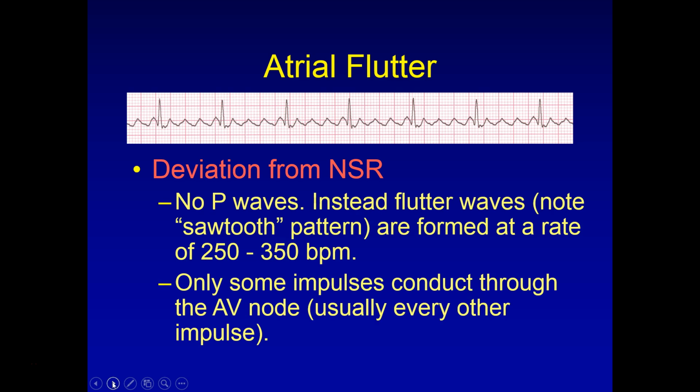Okay. You have no P waves. Instead, you have flutter waves. The hallmark sign is the sawtooth pattern. Your sawtooth pattern is showing an atrial rate of around 250 to 350 beats. So you've got a lot of fast-moving atrial tissue going on, which is not assisting your ventricles in their job of producing cardiac output for the body. It's compromised as well, just similar to AFib.